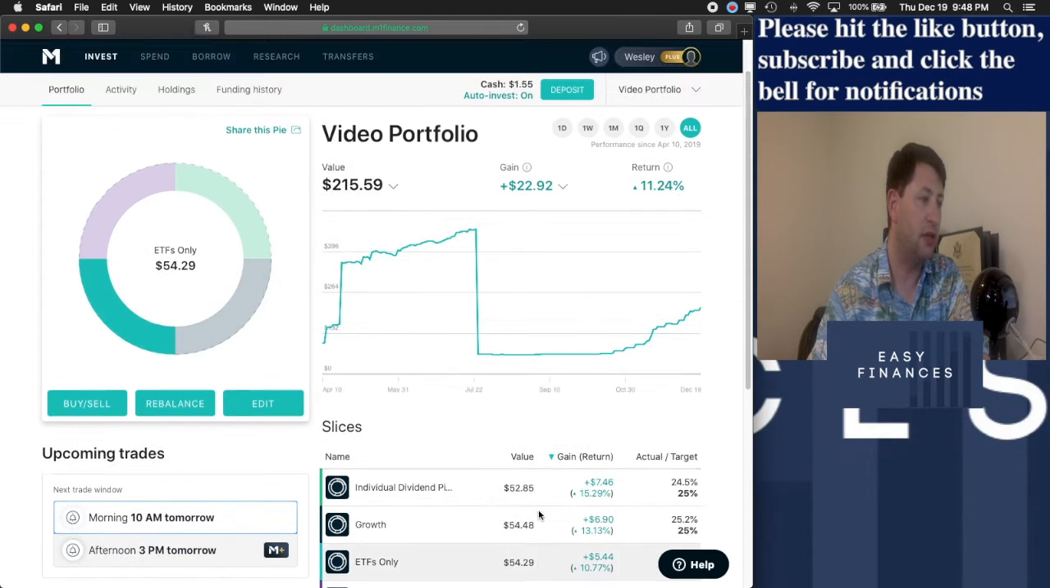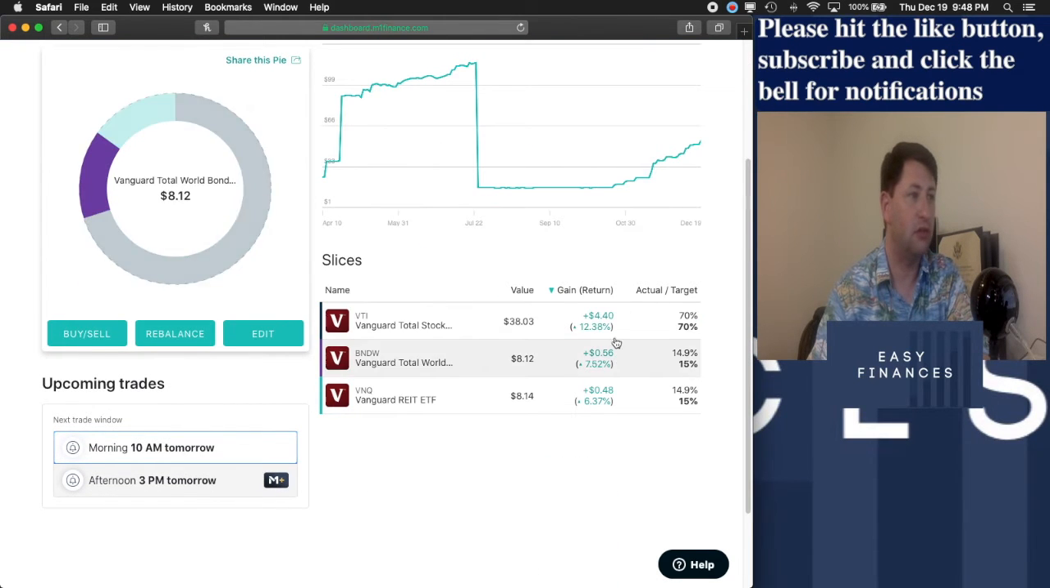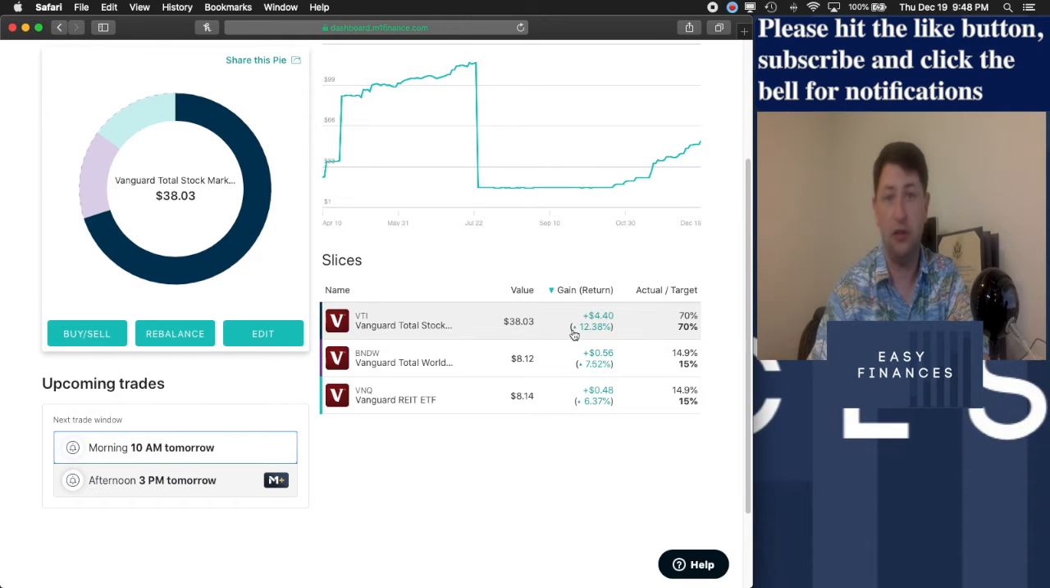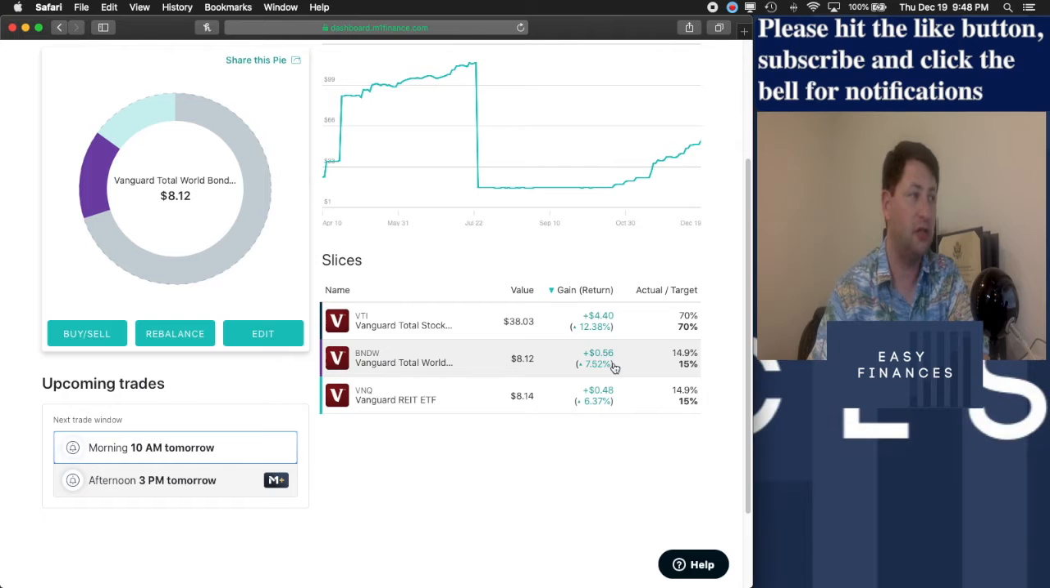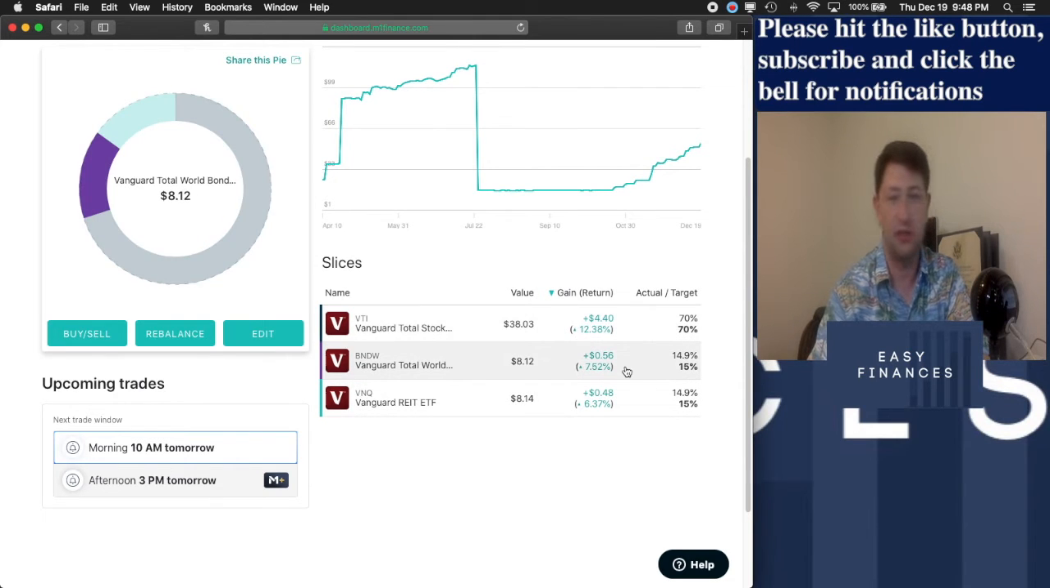If we look into our ETFs only, we can see overall the stock market has been the big leader, followed by bonds, interestingly enough, and real estate. I would have expected those two to be reversed, but real estate seems to have been in a slump lately, where bonds are still just steady.